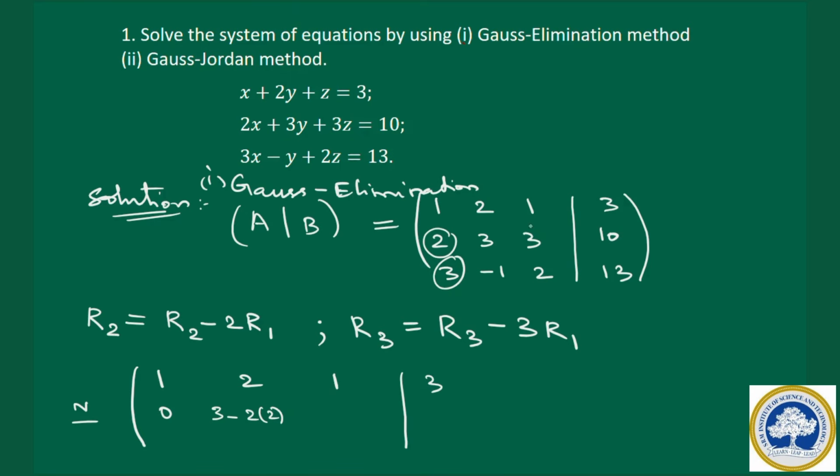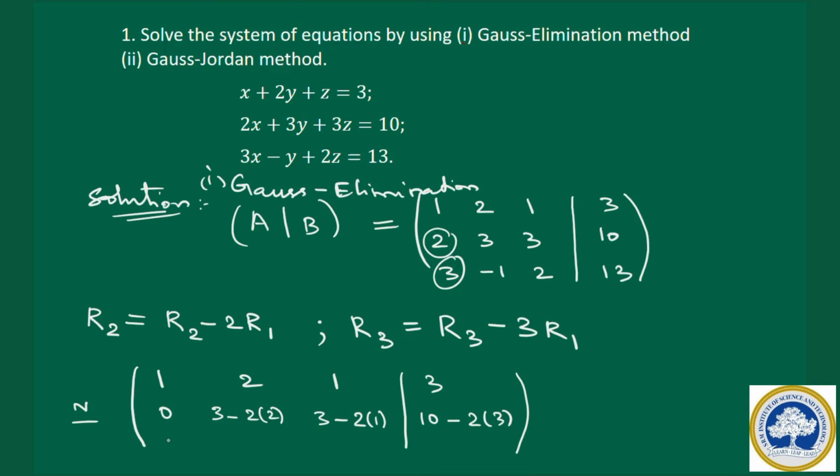Similarly, for this element, 3 minus 2 into R1. Here R1 is 1, so 2 into 1. Similarly here, 10 minus 2 into R1 is 3. So like this we have to calculate.